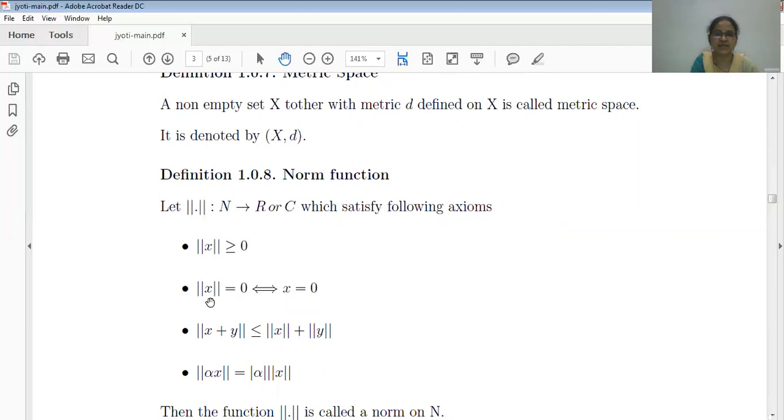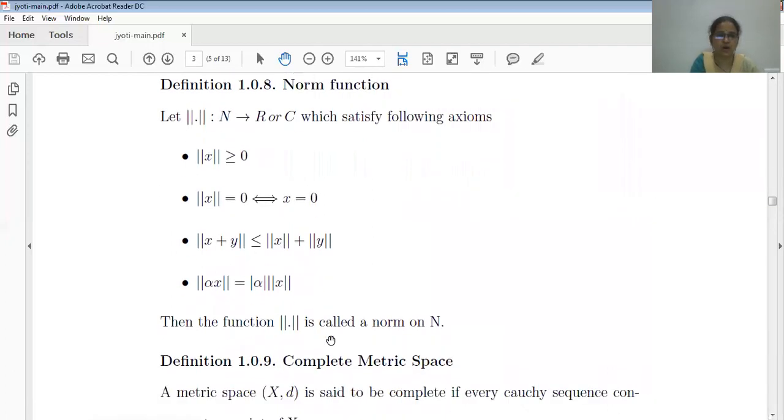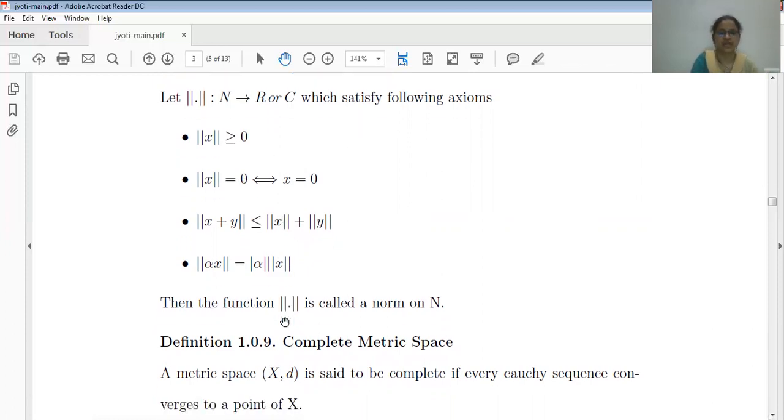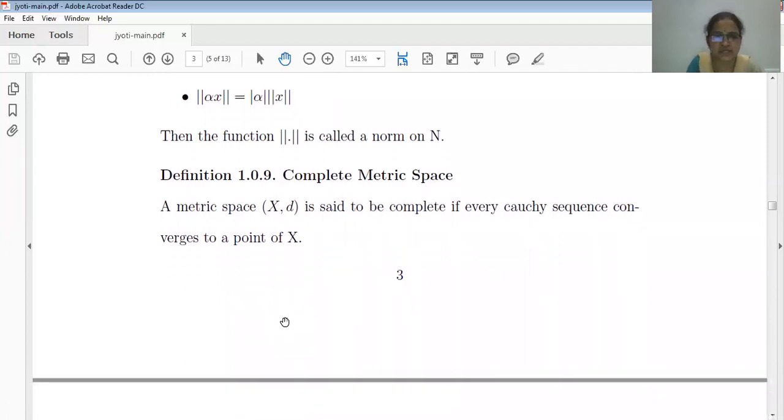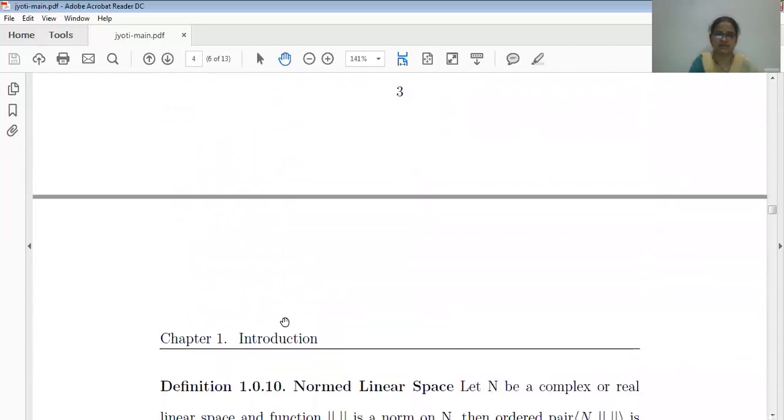Second condition is norm of x is equal to 0 if and only if x is equal to 0. Third, norm of x plus y is less than or equal to norm of x plus norm of y. Fourth, norm of alpha x is mod alpha times norm of x. If any function norm satisfies these 4 conditions, it is called a norm function. Next definition is a complete metric space. Any metric space (X,d) is said to be complete if every Cauchy sequence converges to a point of X itself.